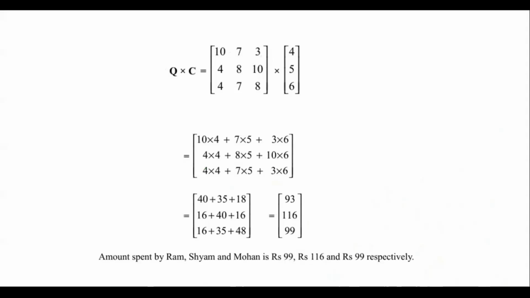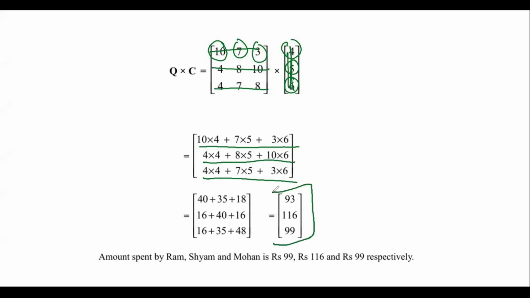Here's the multiplication. And remember how you do the multiplication, rows by columns. Rows by columns. So 10 by 4 plus 7 by 5 plus 3 by 6. And that's what you see here. And you take this row by this column, that's what you see. And then you take this row by this column, that's what you see. And you add all of them.